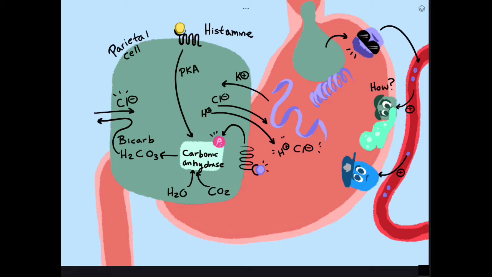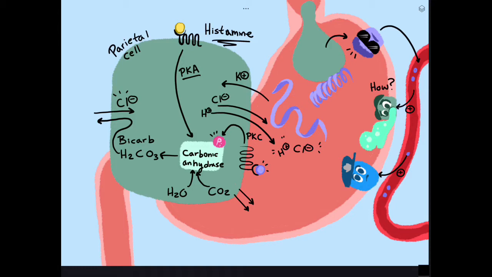Now, this whole pathway can also be activated by histamine, which is why some people get kind of sick or have acid reflux when they have an allergic reaction. Histamine is going to do it a little differently. It's going to use a PKA pathway while gastrin uses a PKC pathway. I'll post a video a little bit later that details the differences between those pathways, but you don't need to worry about them right now.